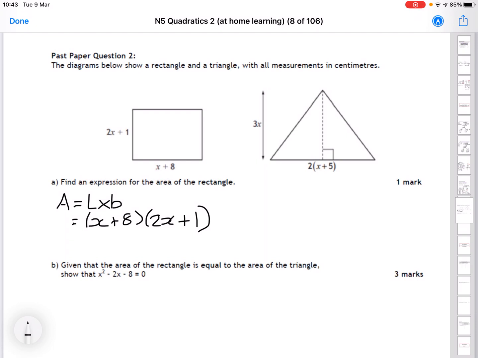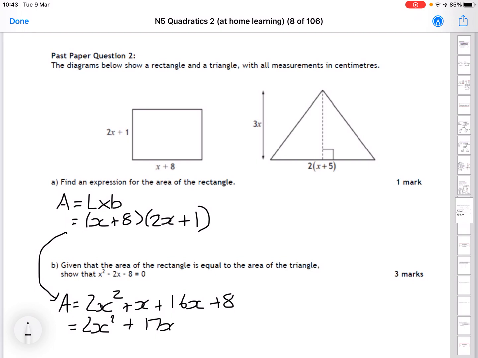So area of the rectangle, well, we've already done that in part A as our double brackets. What we would do is expand that out to get our full expression. I'm just going to take that down to here. If we break that out, we would get 2x squared plus x plus 16x plus 8. If we tidy that up, we get 2x squared plus 17x plus 8.